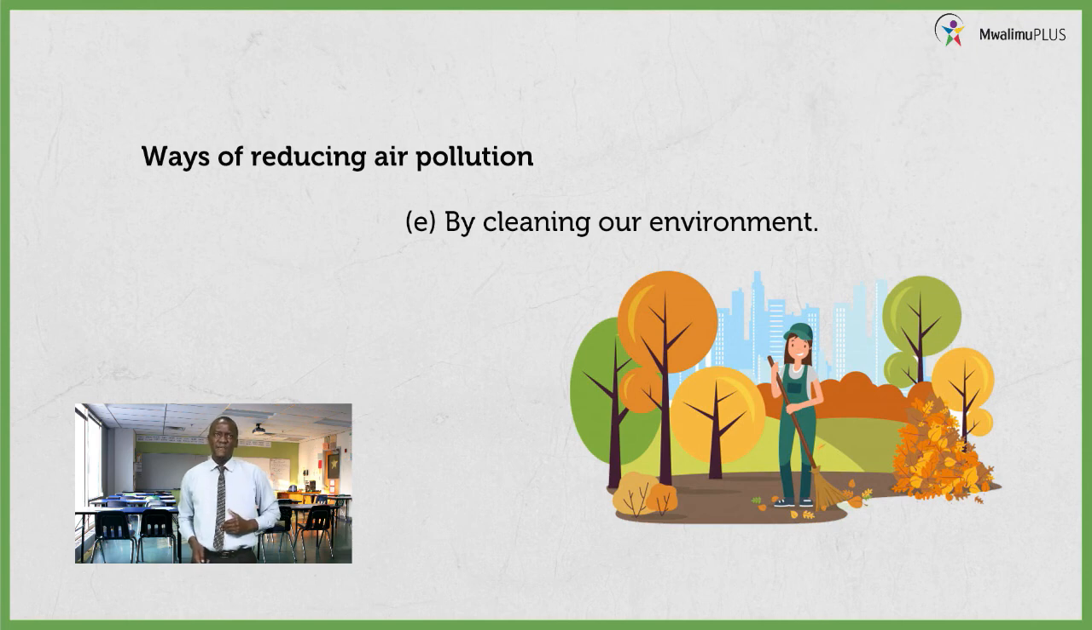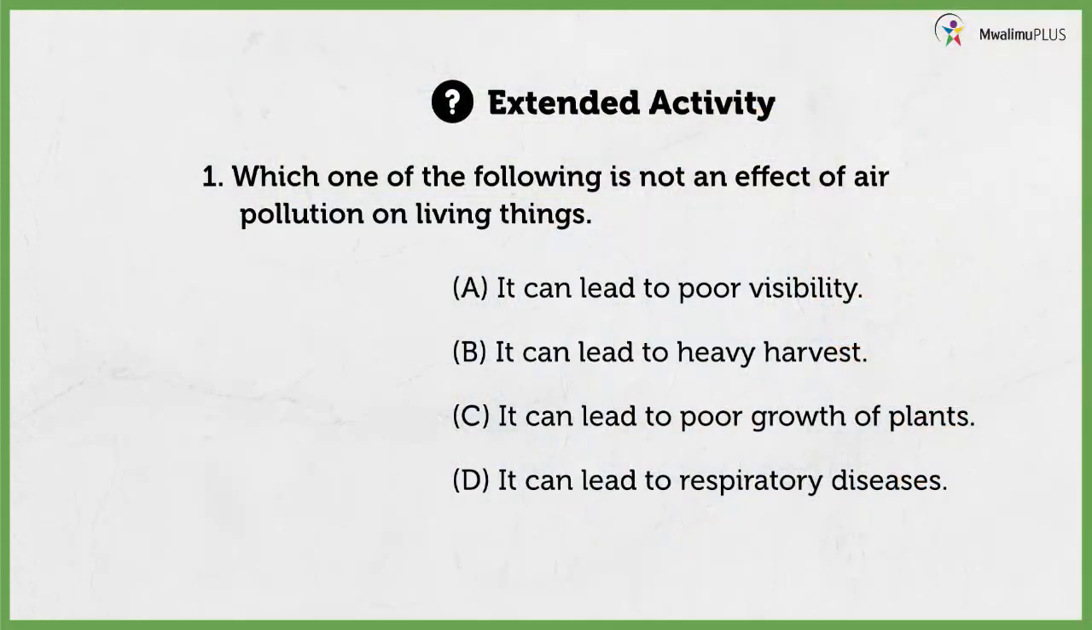Then lastly, let us now talk about the extended activity. I want you to go and do some work. And the work that I'm going to give you is very, very simple. It is like this. Which one of the following is not an effect of air pollution on living things? A, it can lead to poor visibility. B, it can lead to heavy harvest. C, it can lead to poor growth of plants. D, it can lead to respiratory diseases. Please go and provide the correct answer there.